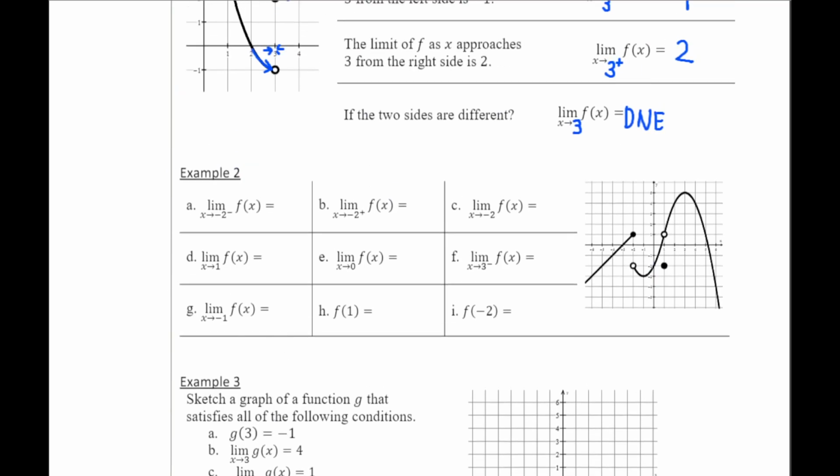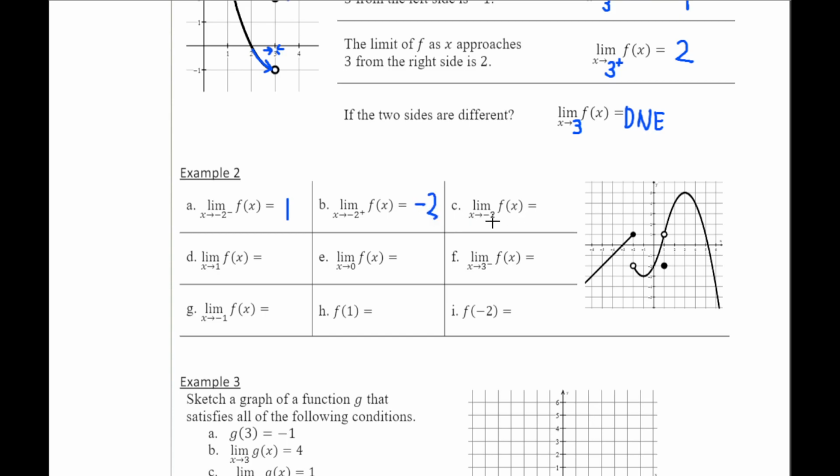So example 2. A. Limit as x approaches -2 from the left. So -2 is right here. From the left would be approaching right here. You see that's a y value of 1. B. Limit as x approaches -2 from the right. So -2 is right here, from the right. You see the graph function is approaching right here, which is a y value of -2.